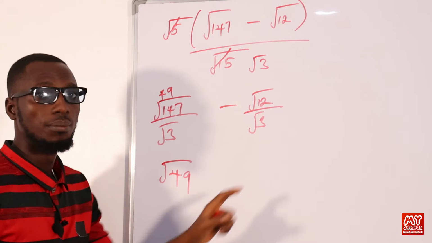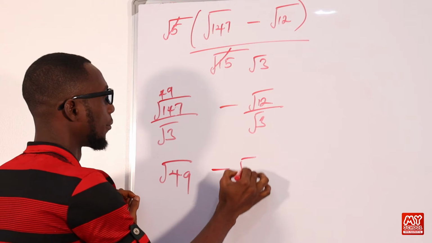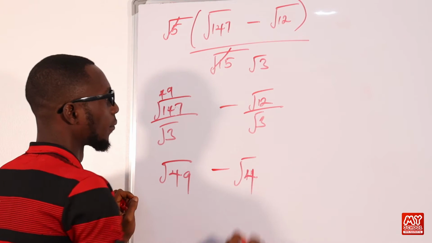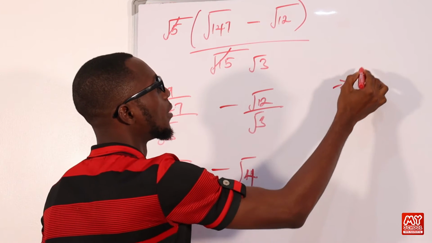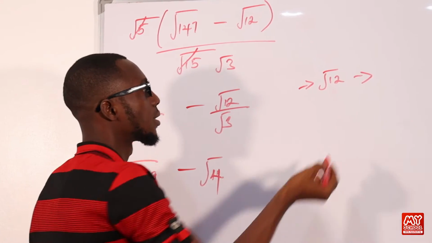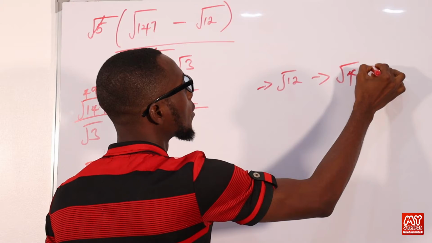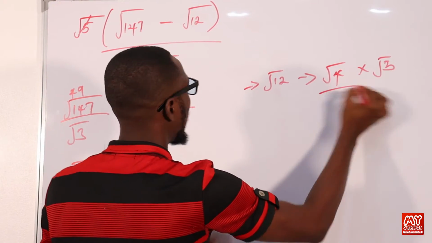Root 12 divided by root 3. That should give us root 4. Okay, this is root 12. Root 12 is 2 times 6, root 2 times root 6, right? Or root 4 times root 3. Whichever one that works for us. Over root 3.